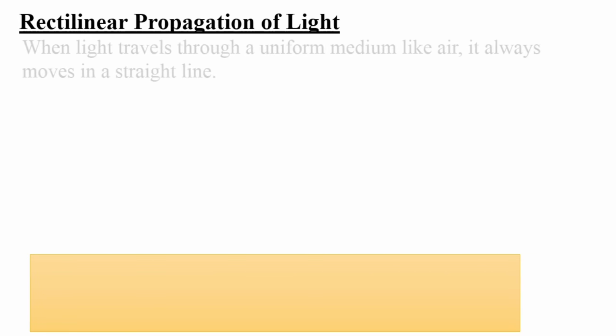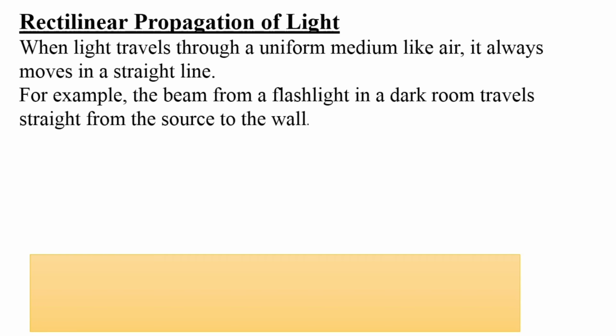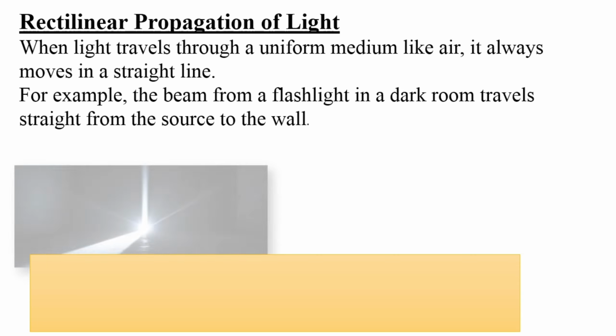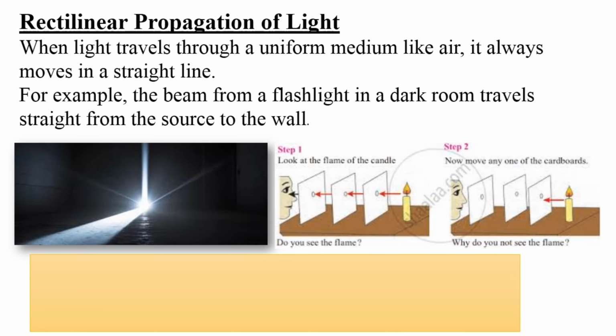Let's talk about an important property of light, that is rectilinear propagation of light. This simply means that light travels in a straight line when it moves through the same medium like air or vacuum. For example, if you switch on a flashlight in a dark room, you will notice the beam goes straight from the flashlight to the wall. It doesn't bend or curve. That's rectilinear propagation in action.